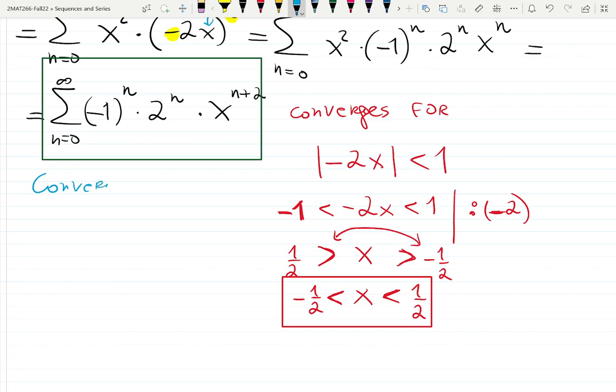Convergence set. This is only where we can actually differentiate and integrate. And just in general put this equal sign. It's from minus 1/2 to 1/2. Radius is 1/2. Center is 0. So these are the questions. We'll still keep working on these questions.